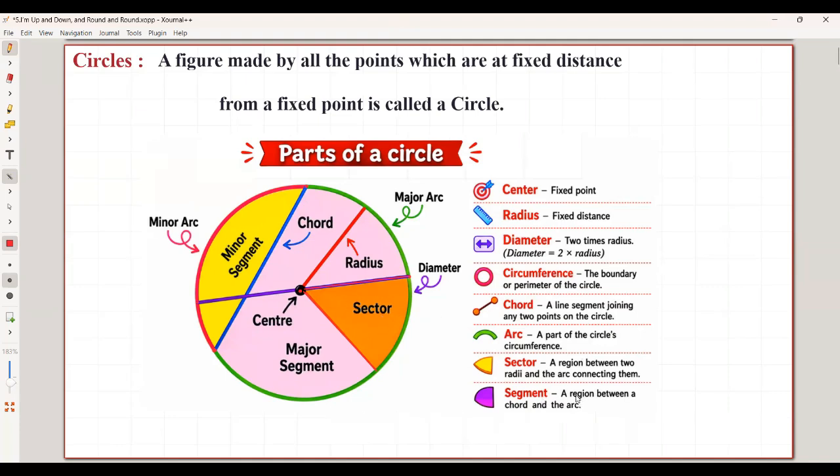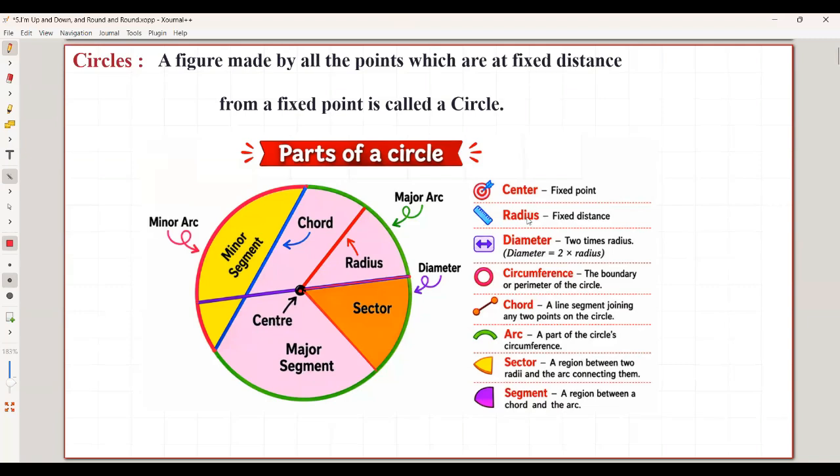Segment means a region between a chord and the arc. The yellow color is the region between the chord and the arc. This portion is called a segment. The minor segment is this small portion, the yellow portion alone. The remaining portion is the major segment.